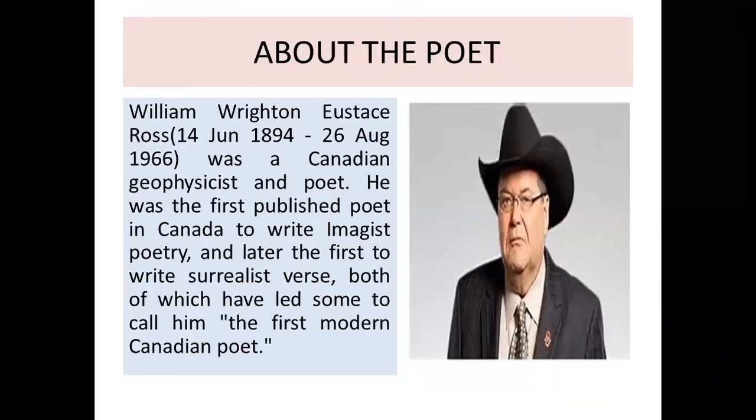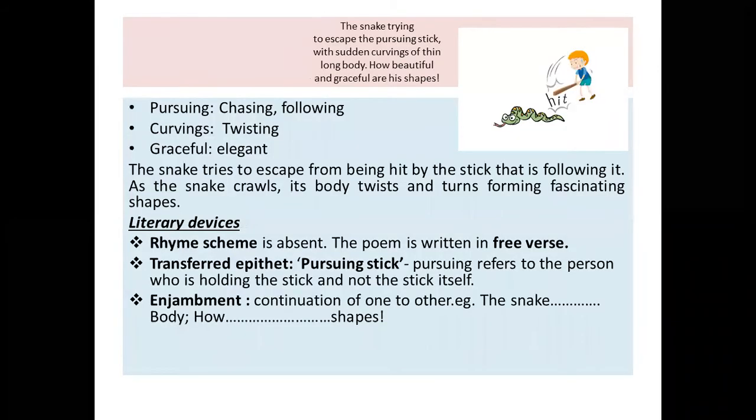W.W.E Ross was a Canadian geophysicist and poet. He was the first published poet in Canada to write Imagist poetry and later the first to write surrealist verse, both of which have led some to call him the first modern Canadian poet. So here in this poem, let's see what is happening here with the snake.